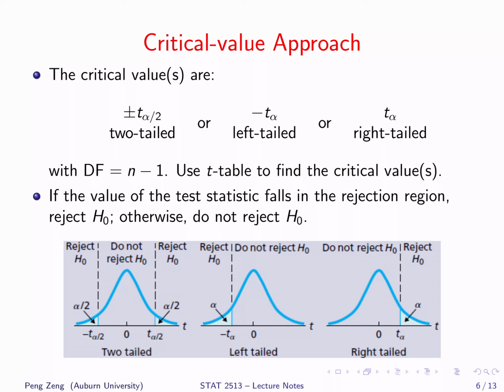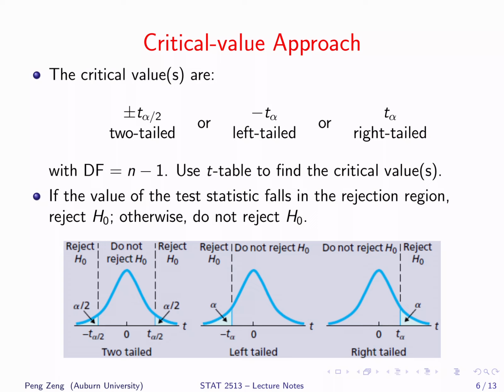When using the critical value approach, the choice of critical values depends on the type of alternative hypothesis. For the two-tailed test, there are two critical values, plus or minus t alpha over 2. The rejection region is less than negative t alpha over 2, or larger than t alpha over 2. For the left-tailed test, the critical value is negative t alpha. The rejection region is less than negative t alpha. For the right-tailed test, the critical value is t alpha. The rejection region is larger than t alpha.